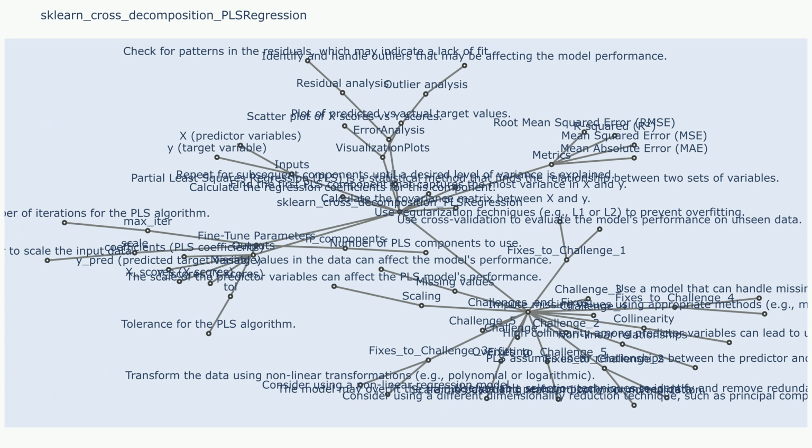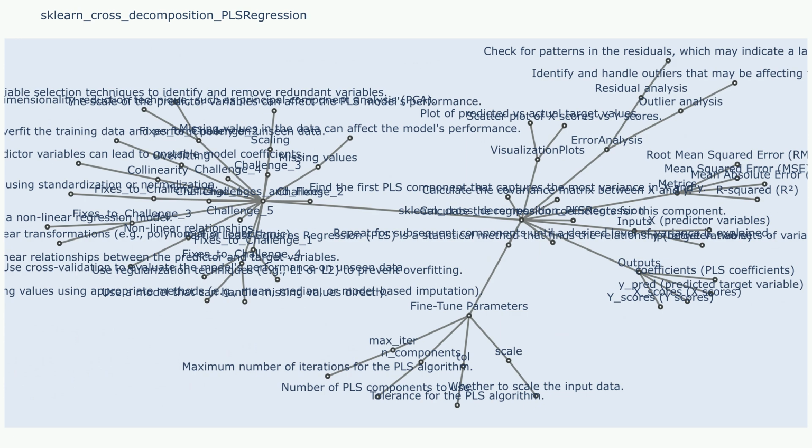Inputs: X, a 2D array of predictor variables, N samples by n features. Y, a 2D array of response variables, N samples by n targets. Outputs: Y_pred, the predicted response values based on the fitted model.